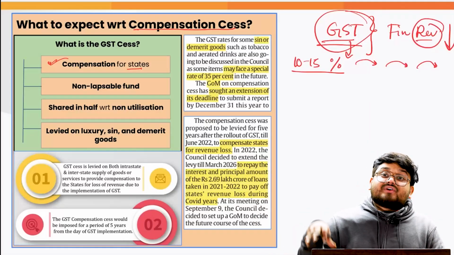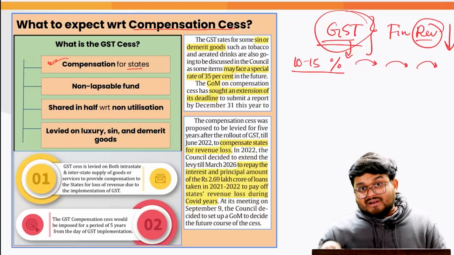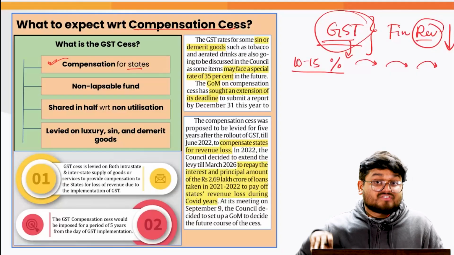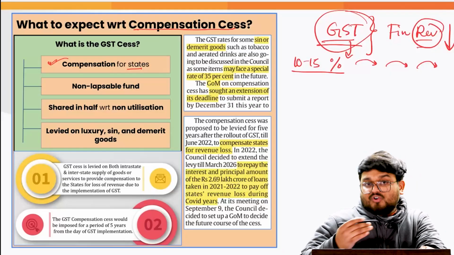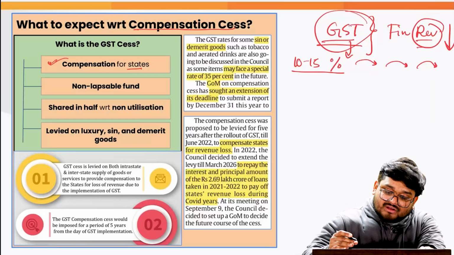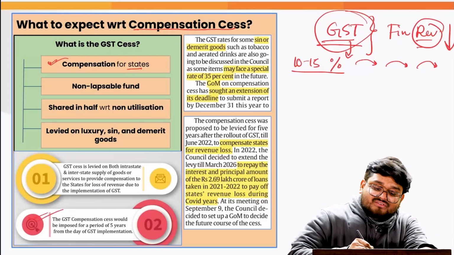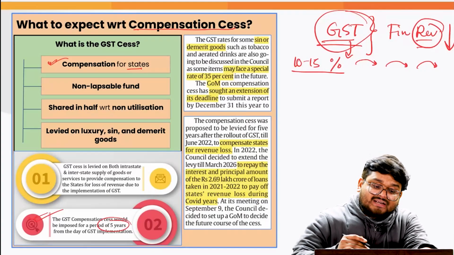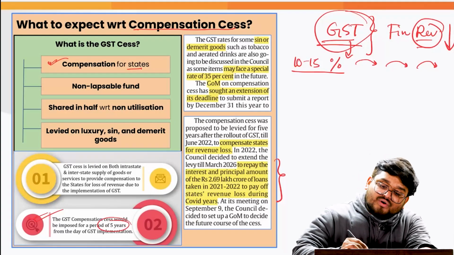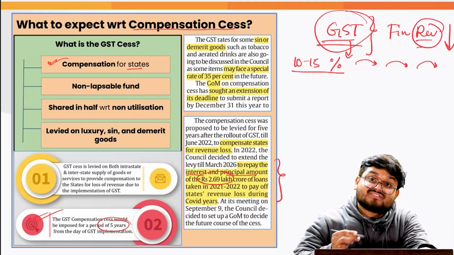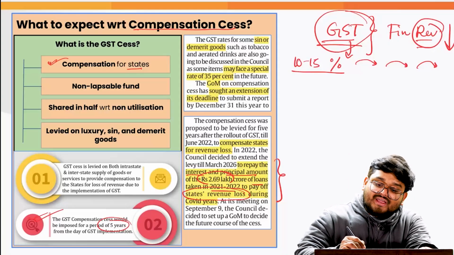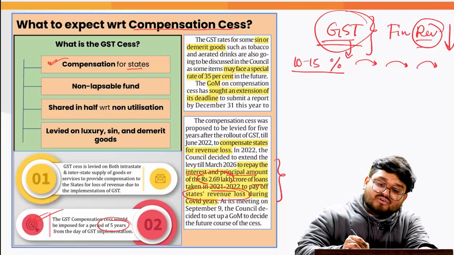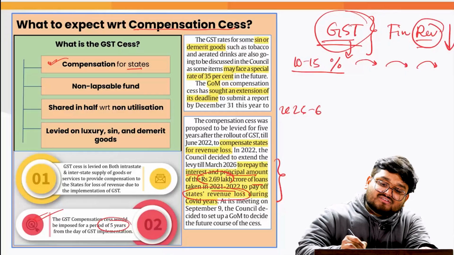which will never lapse, which we can levy on luxurious goods, sin goods and demerit goods, right? For example, cigarettes and expensive cars. So the proceeds of which will go to the state governments to compensate their potential loss from the GST, right? Initially the GST compensation cess was envisioned for 5 years, but later it was extended. Why? To repay the interest and principal amount of around 2.69 lakh crore of loans that the government took during the COVID-19 pandemic to compensate for the revenue loss for the states, right? So this is why it was extended to around March 2025 to 2026.